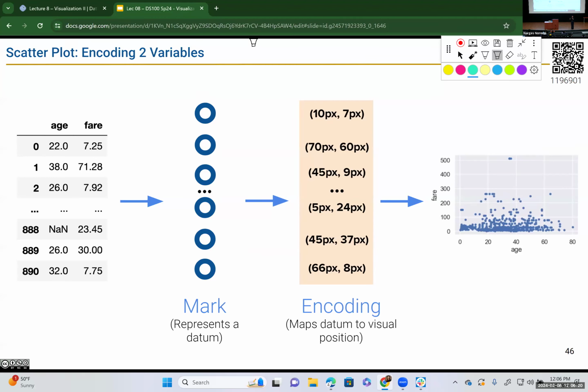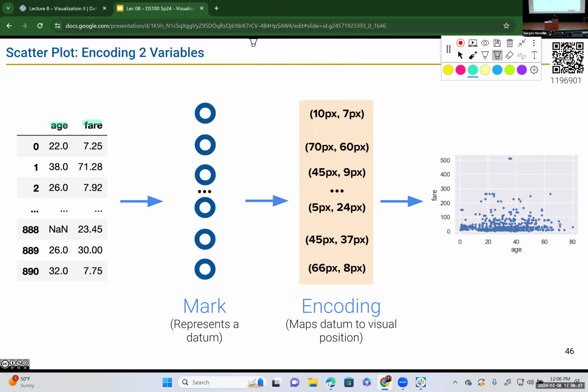If I have one thing to show, I can just show it with one-dimensional indicators using a ROC plot. If I have two things to show, that's why everything we have with the scatter plots is shown by two-dimensional markers. So here we're visualizing age and fair.